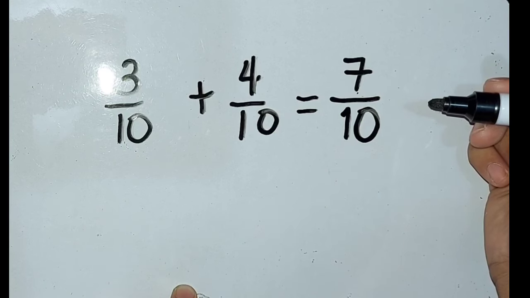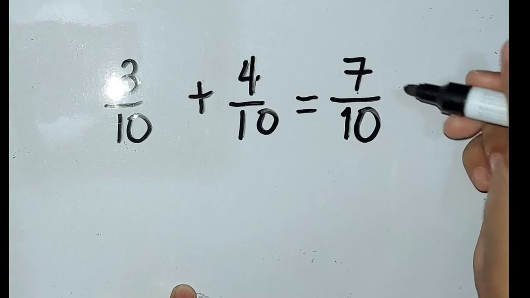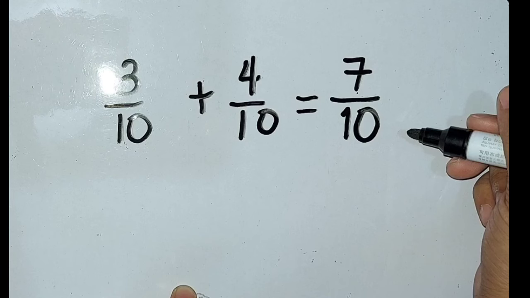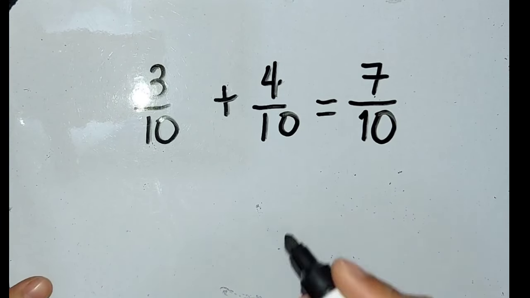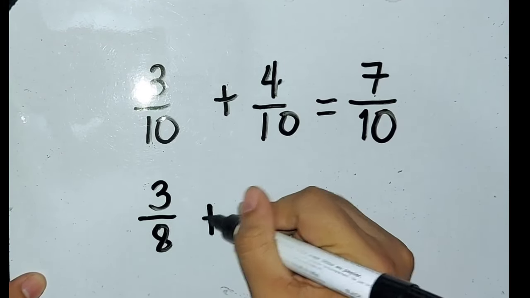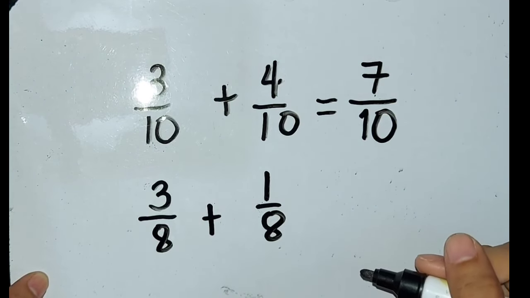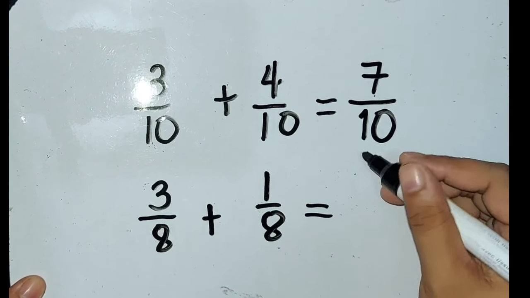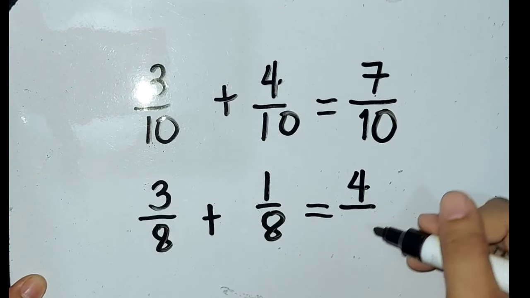Next step, simplify. Write the answer in lowest term if possible. Since 7 over 10 is already simplified, no need to reduce it to lowest term. Let's have another example. We have 3 over 8 plus 1 over 8. Let's add the numerators and copy the common denominator. 3 plus 1 is equal to 4. Since we have a common denominator, let's copy 8.